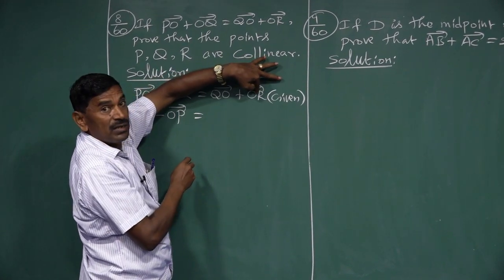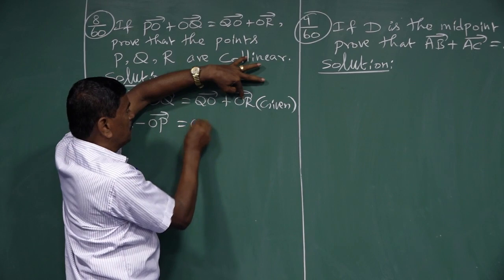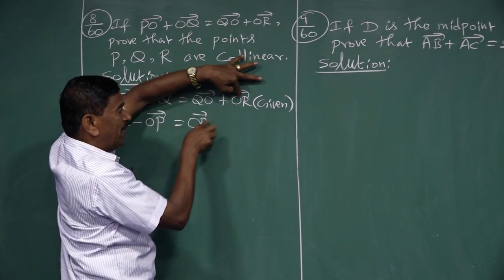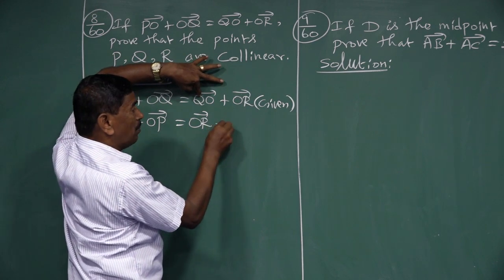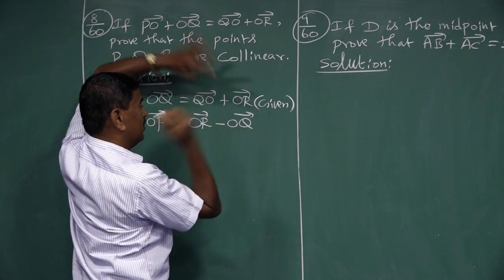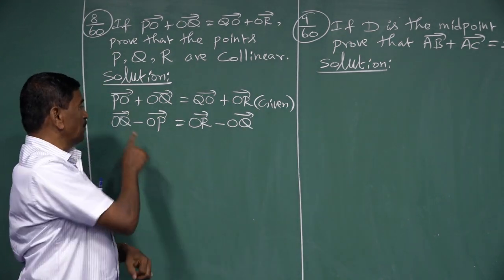But OR vector, yes, is in the standard form. First write OR vector as it is. Now, QO vector is equal to, yes, minus OQ vector. Okay. Next step, yourself. Yes.